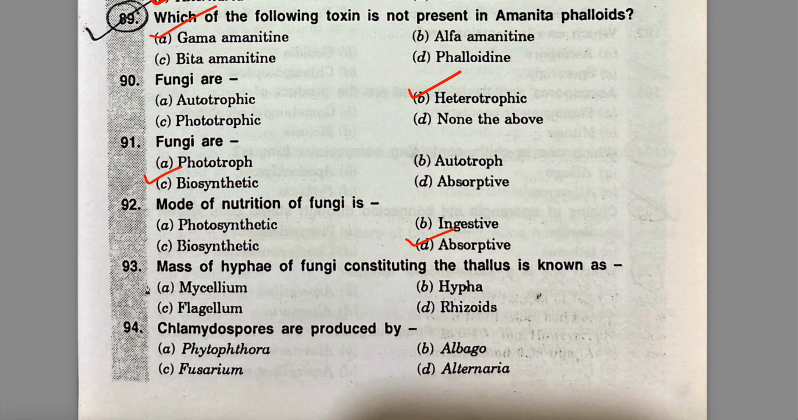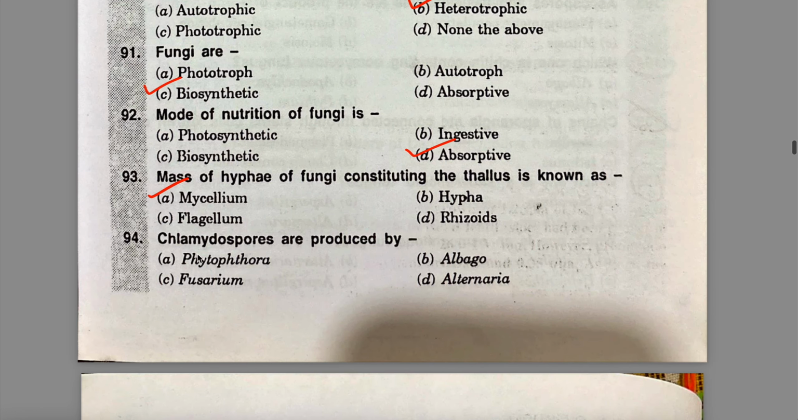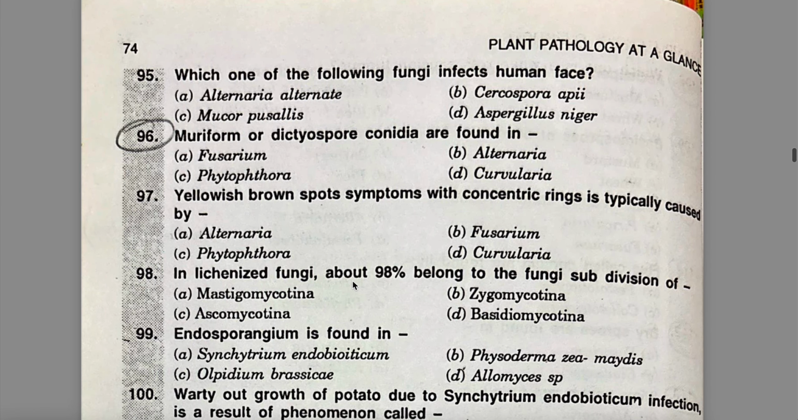It is A. Mycelium. 94. Chlamydospores are produced by Phytophthora, Albugo, Fusarium, or Alternaria? Yes, Fusarium. 95. Which one of the following fungi infects human race? Alternaria, Cercospora, Mucor, or Aspergillus?